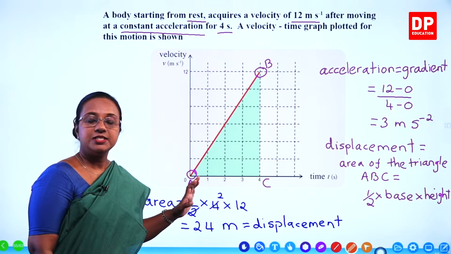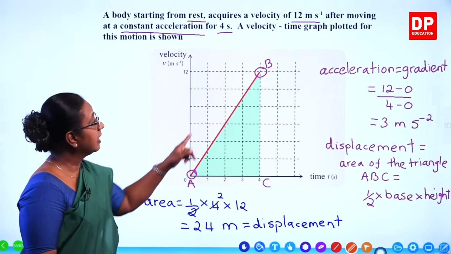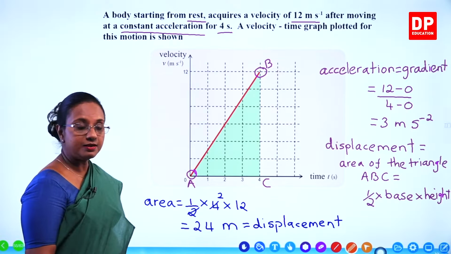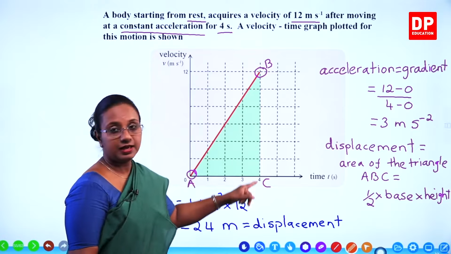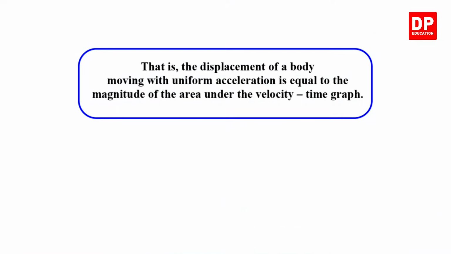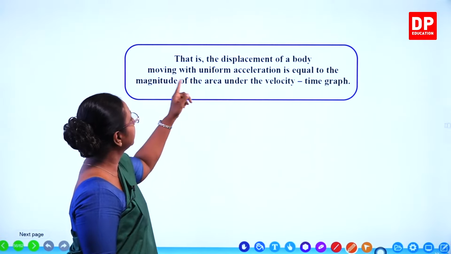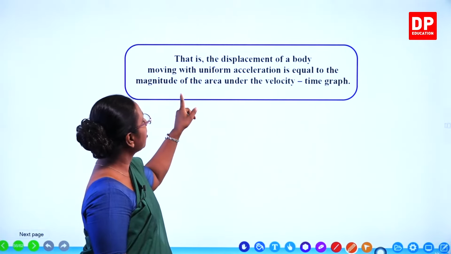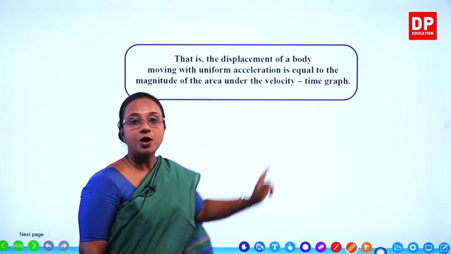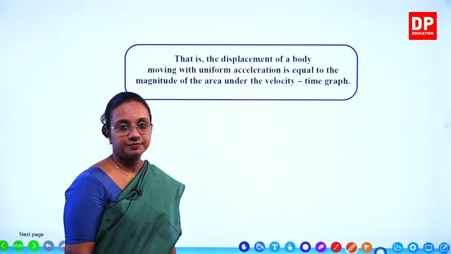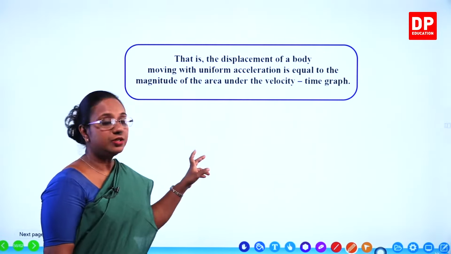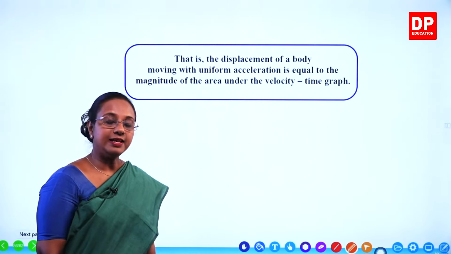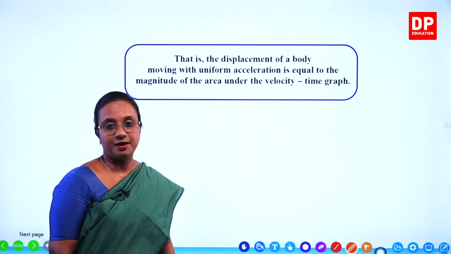So from a velocity time graph, you can calculate acceleration using the gradient and displacement using the area under the curve. So summarizing this, we can say the displacement of a body moving with uniform acceleration is equal to the magnitude of the area under the velocity time graph. I hope you have understood these two calculations. With that in mind, we will do some examples.